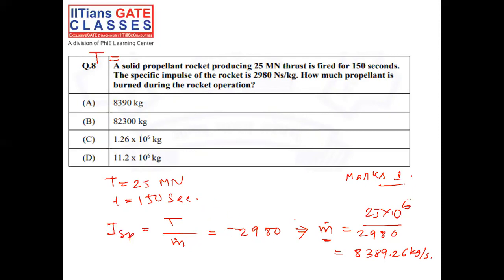So the total mass of propellant burned is m equals m dot into t, as it is burned for a duration of 150 seconds. If we do this multiplication, we will get 1.258 into 10 to the power 6 kg. Hence this is the correct option.